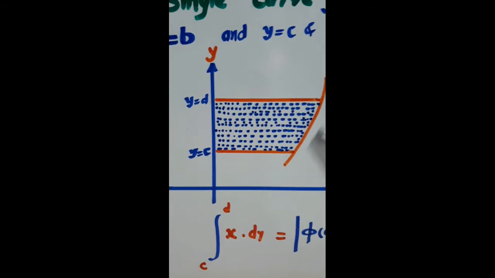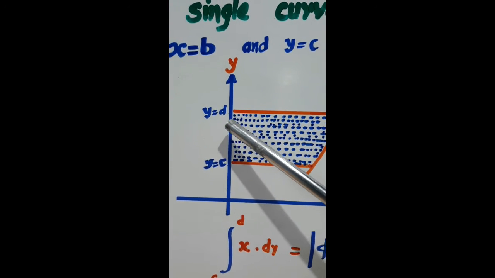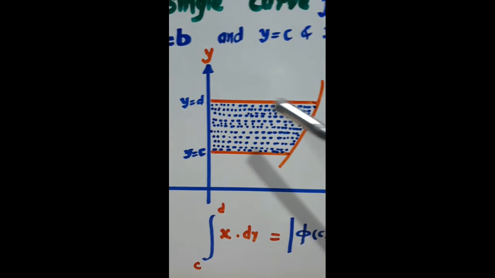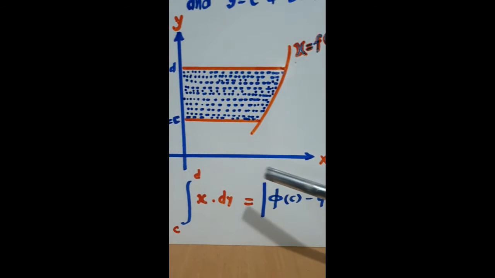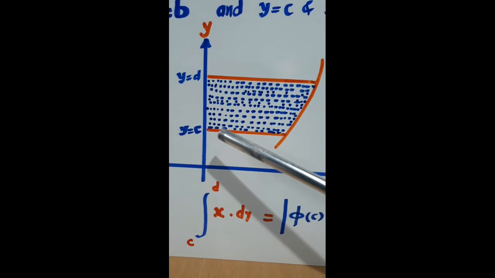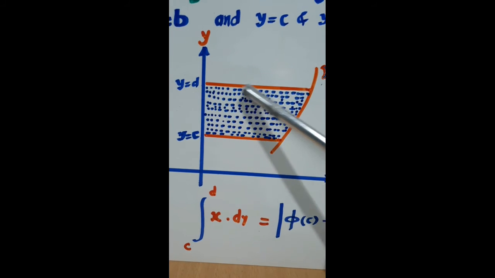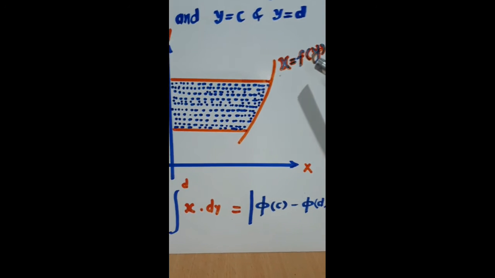Similarly, when the limits are on the y-axis. So y is equal to c, y is equal to d, these are the limits. So these are lines parallel to the x-axis, because the equation of the x-axis is y equal to 0, and this is y equal to c, this is y equal to d. This is the curve, x is equal to f(y).